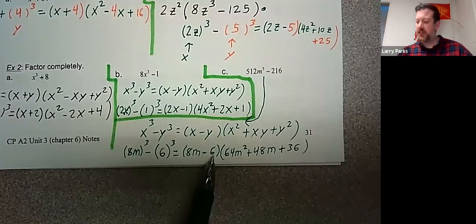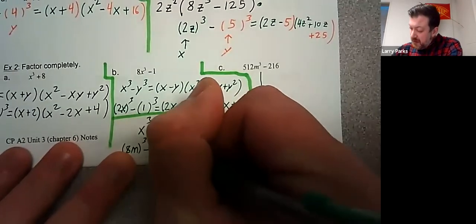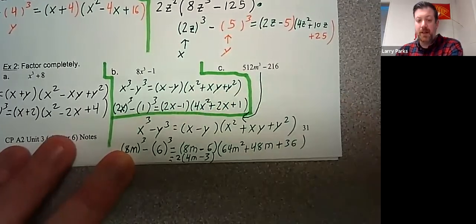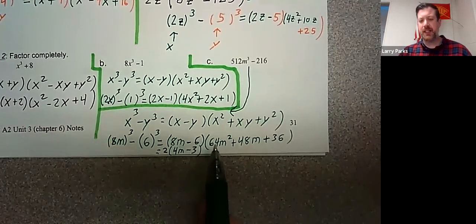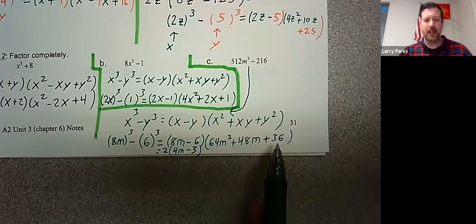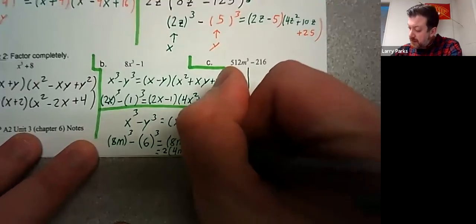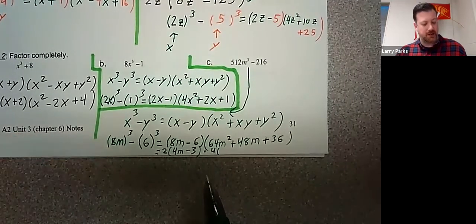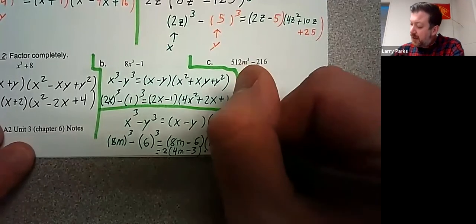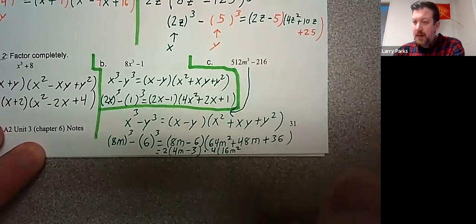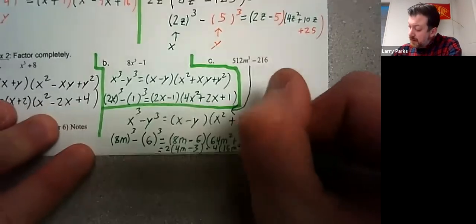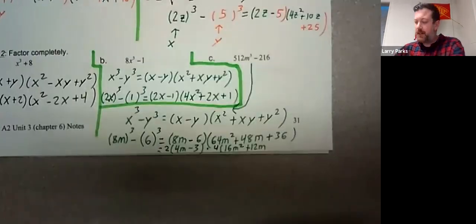8m and 6, GCF is 2. So I'm going to take out a 2, which is 4m minus 3. And then the GCF of 64, 48, and 36, I believe it's 4. So you can take out a 4. I definitely ran out of room here. 4 times what? 64, 16. 48 divided by 4, 12. 36 divided by 4, it's easy, 9.